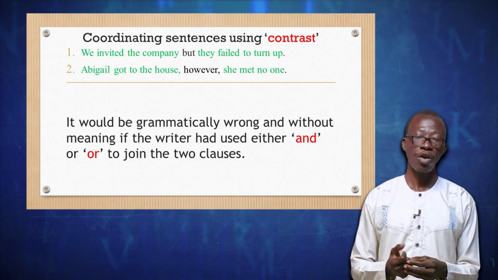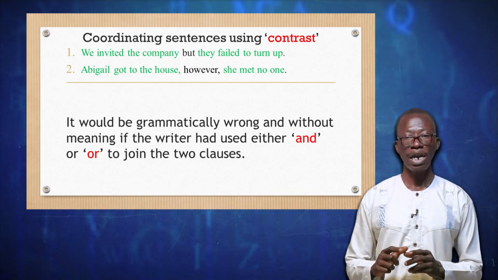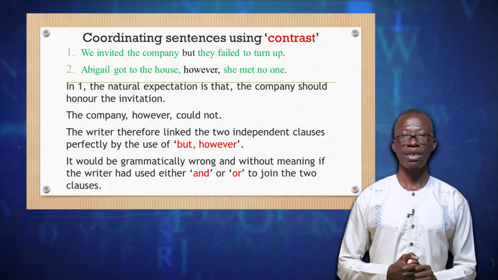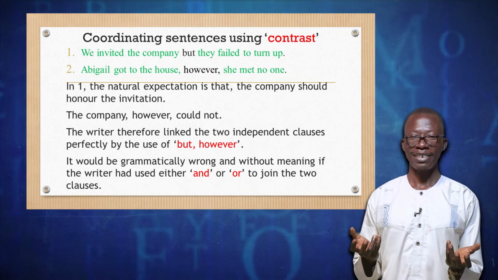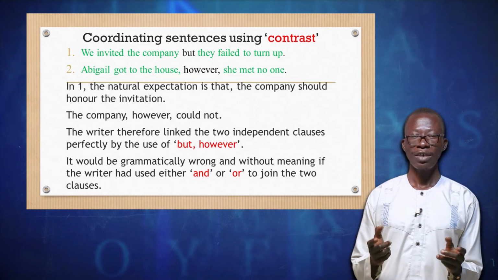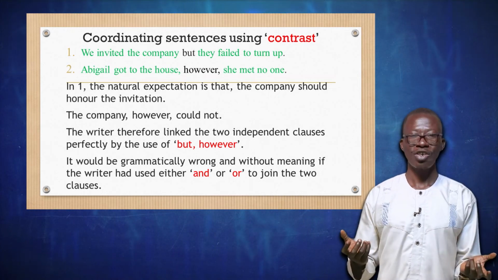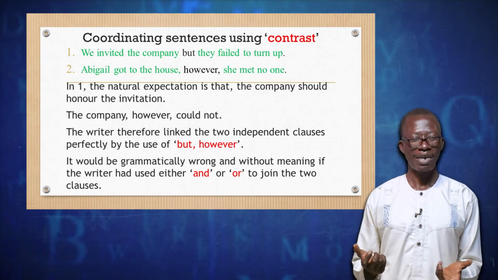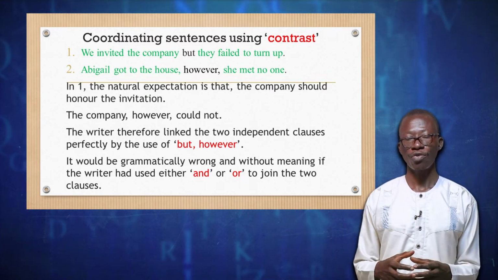It will be grammatically wrong and without meaning if the writer had used either and or or to join the two clauses. So let's say, for example, the writer has said, we invited the company and they failed to turn up. It doesn't sound the best. Or if the writer has said, Abigail got to the house, or she met no one, it also doesn't sound the best. It doesn't make sense when you want to analyze it. And grammatically too, it doesn't agree with the rules of grammar.